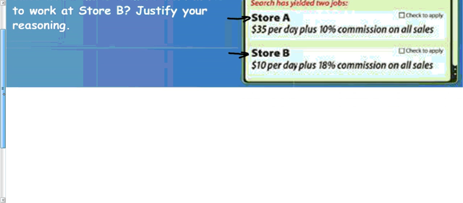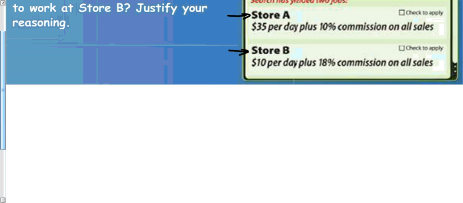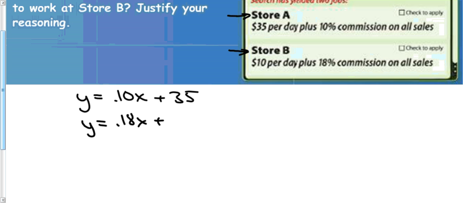So how are we going to do this? The first thing we have to do is set up a system of equations. My first equation for store A would be: the amount of money that I make, y, is equal to 10%, changed to a decimal, times your sales, plus $35 a day. My second equation for store B is going to be 18% times your sales, plus $10 a day.